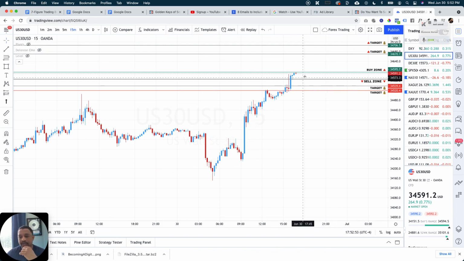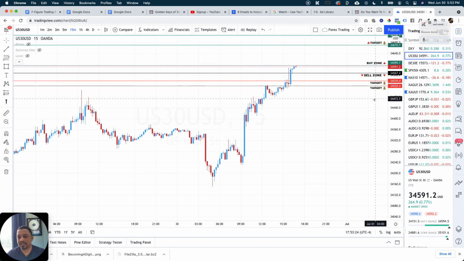So the US 30 could, as it's doing now, give us some rejection. So from here, if you sell the tops, which I sometimes do, I sell breakouts and pivots. So if you sell the top, then a potential take profit will be the sell zone. If you sell breakouts, you'll wait for it to come around 34,567-ish, and the numbers vary per broker, and that's where you will be looking at targets.